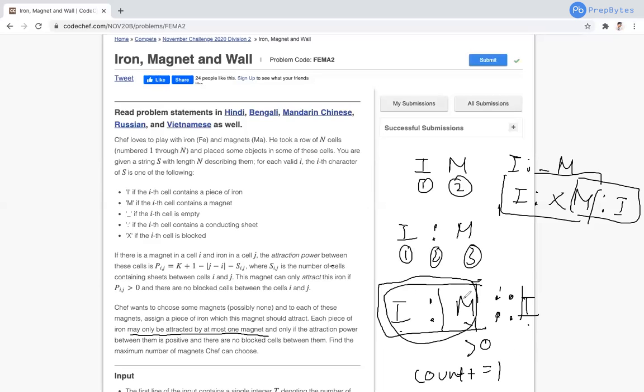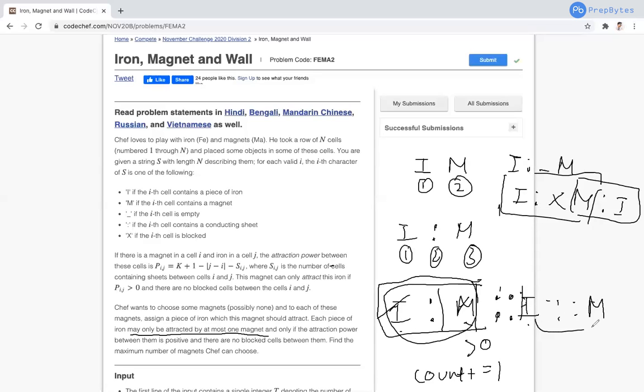We will increase the count, the count will be plus equals 1. But now this magnet and this iron cannot be used to attract any other magnet or any other iron. This magnet does not attract any other iron, and this iron cannot attract any other magnet.